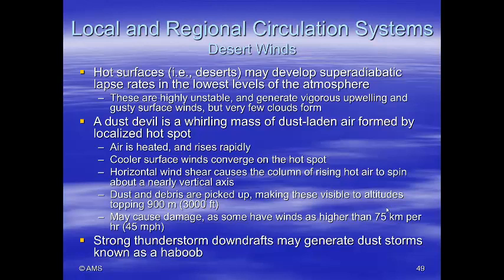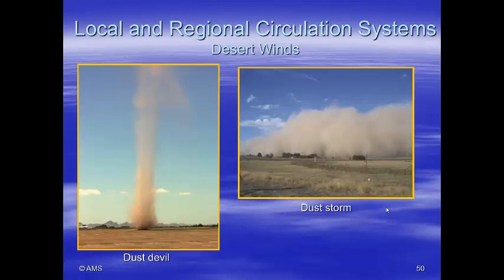We also see strong thunderstorm downdrafts may generate dust storms known as haboobs. And here we see some pictures of the dust storms that form and also the dust devil. And it's interesting that these dust devils are so nearly vertical. All right, and that concludes the lecture for Chapter 10.